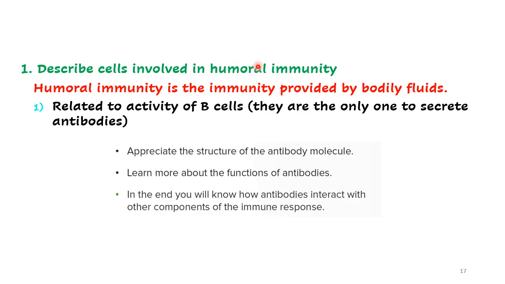So humoral immunity means antibodies, and what are the cells that produce antibodies? Those are the plasma cells, the mature B cells. So B cells are the only ones that are going to produce antibodies. Okay, B cell activity. We're going to look here at the structure of antibodies and what their functions are.